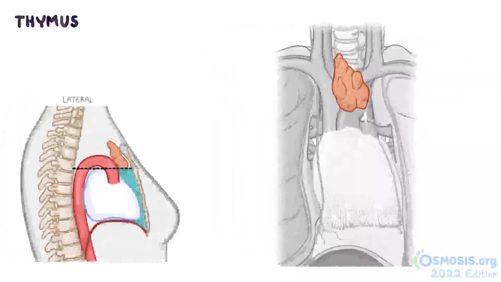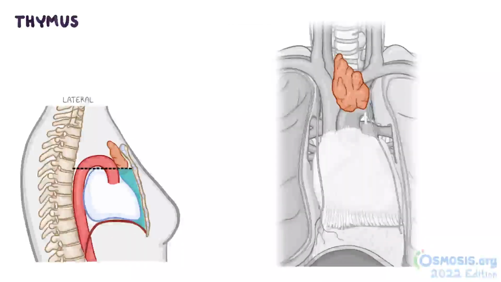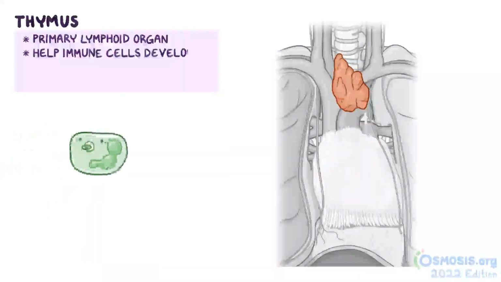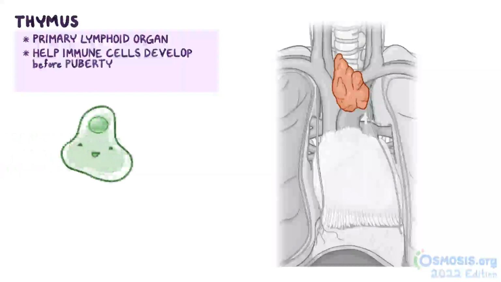So, the thymus is located in the inferior part of the neck and in the anterior part of the superior mediastinum. It is a glandular structure, and it lies posterior to the manubrium and extends into the anterior mediastinum. The thymus is a primary lymphoid organ that plays a huge role in helping our immune cells develop before puberty. After puberty, however, it undergoes gradual involution and is mostly replaced by fat.